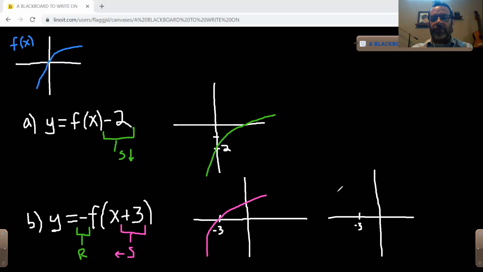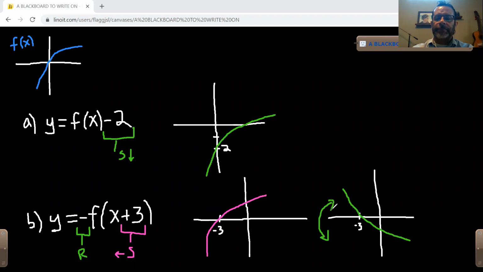And so now the reflection is going to be something like this. Okay, so we're flipping the graph along the x-axis because it's a reflection that's outside the function, or the minus is outside the function. Okay, so first we shifted it 3 units to the left because of the +3 here, and then we flipped the graph along the x-axis.